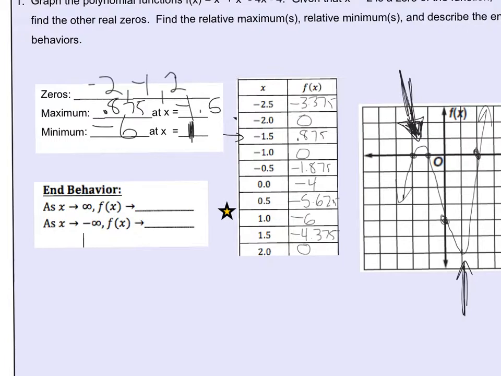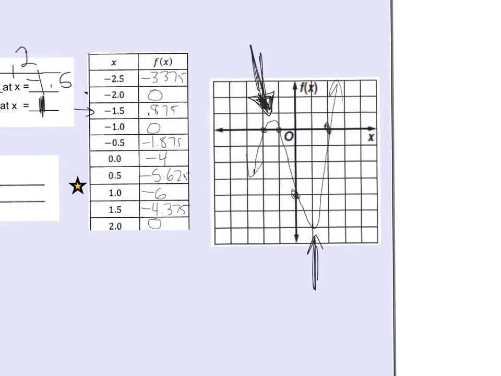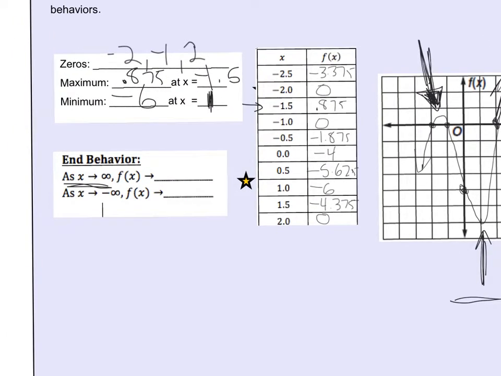End behavior just kind of looks at the far left of the graph and the far right of the graph. And here's kind of what this says. As x goes towards infinity, so as this graph goes this way, what happens to my graph? Well, as I go this way, this graph keeps going up, up, and away. So that's what I say. As x goes towards positive infinity, the function goes towards infinity as well.